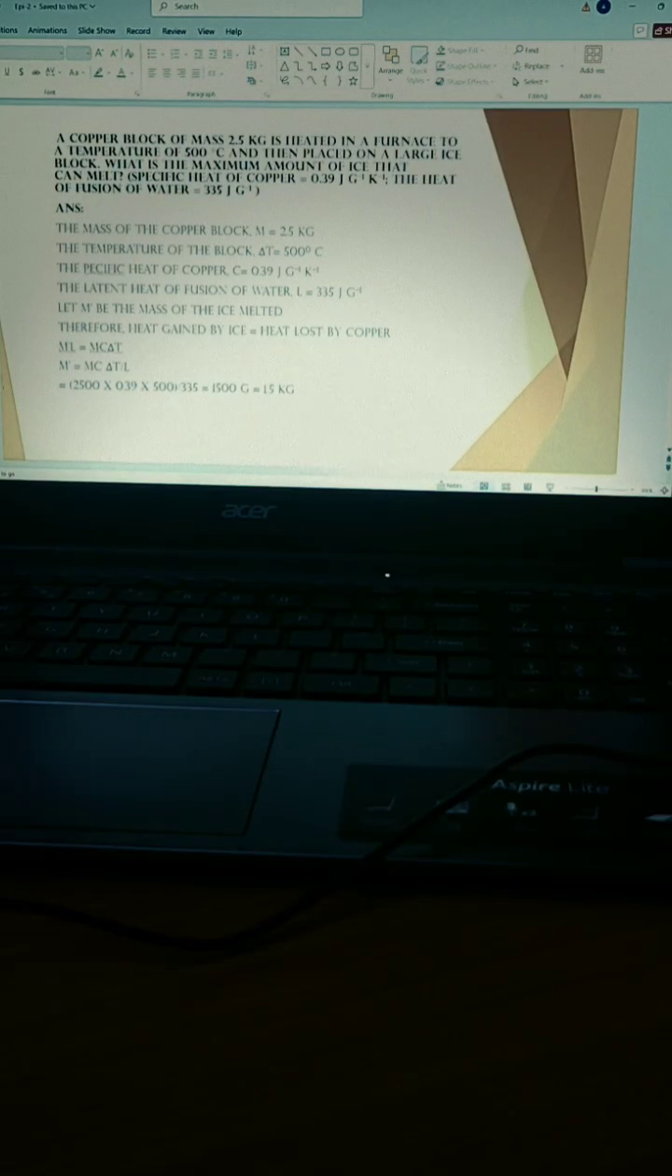The first question is, a copper block of mass 2.5 kg is heated in a furnace to a temperature of 500 degrees C and then placed on a large ice block. What is the maximum amount of ice that can melt? Specific heat of copper is 0.39 J G inverse K inverse. The heat of fusion of water is 335 J G inverse.